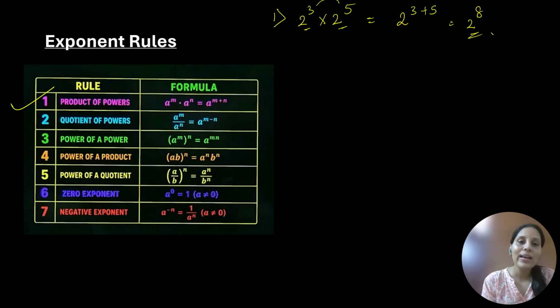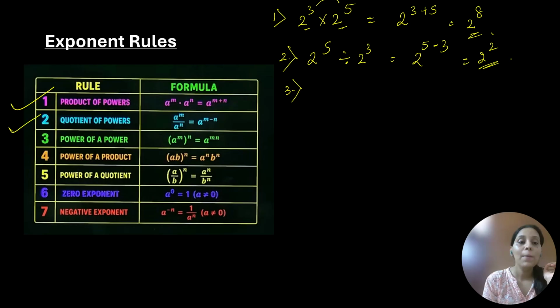Next one is quotient of powers. Quotient is nothing but division. Same thing, instead of multiplication, if it is dividing, it will be the opposite. The powers will subtract. Same, 2 power 5 divided by 2 power 3. Since it is division, and make sure that the bases are same, only then the laws are applicable. So since it is division, the powers will subtract.